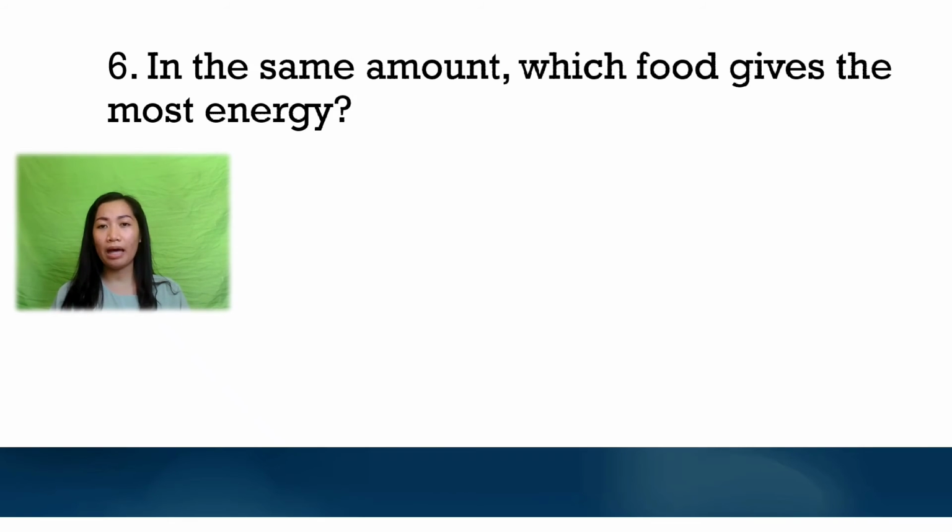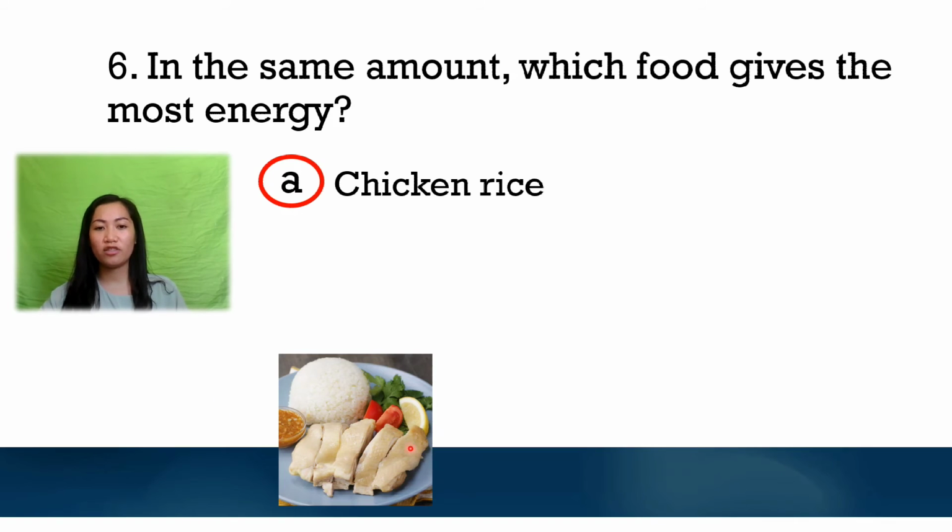In the same amount, which food gives the most energy? Again, in the same amount, which food gives the most energy? Is it letter A, the chicken with rice? Chicken, rice, a little bit of gravy, tomato, olives, and a lemon. So which do you think provides the most energy?